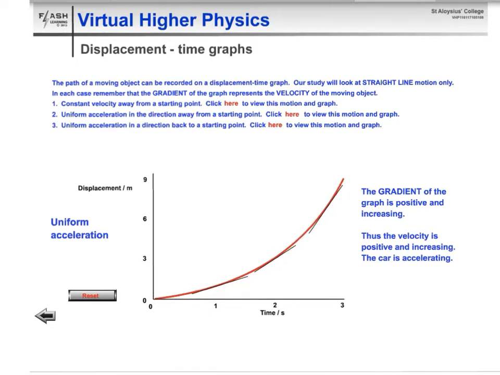And remember we said in the last slide that the gradient, whatever that might be here, is actually equal to the velocity. So you can see this is indicating that the gradient is positive but increasing. So it's a positive velocity, i.e. moving to the right, but that velocity is increasing, so it's accelerating. Okay, so that's your displacement time graph. A bit different from what we've seen before.